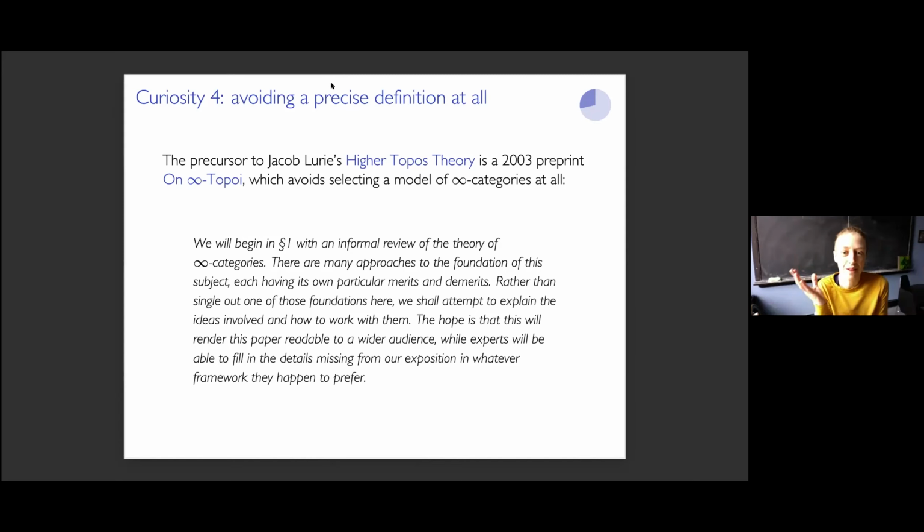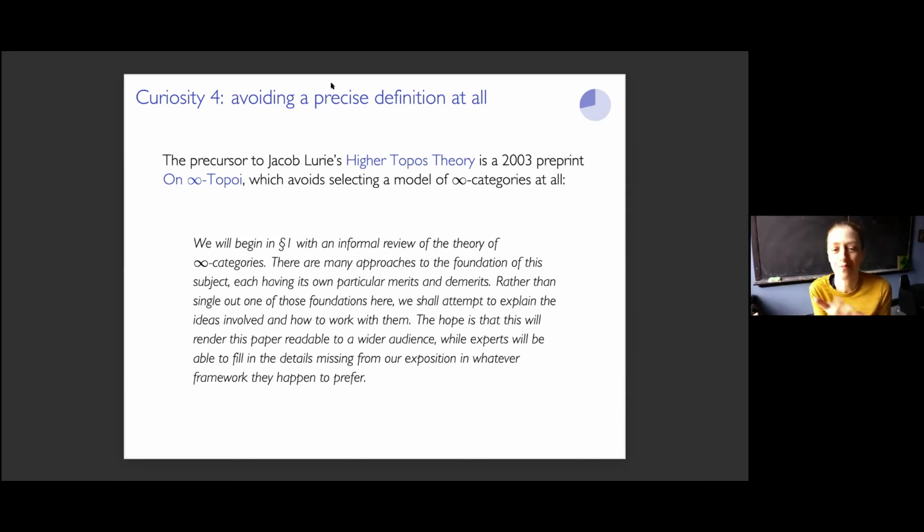So this was a little bit before my time, but my understanding of the history is that early readers sort of felt that there weren't enough experts, that it was too hard to translate this sort of model independent, this kind of schematic approach to infinity categories into a particular model. It was too hard to make things rigorous. And so when Jacob ultimately wrote Higher Topos Theory, he did so using the quasi-categories model, using one of the models.